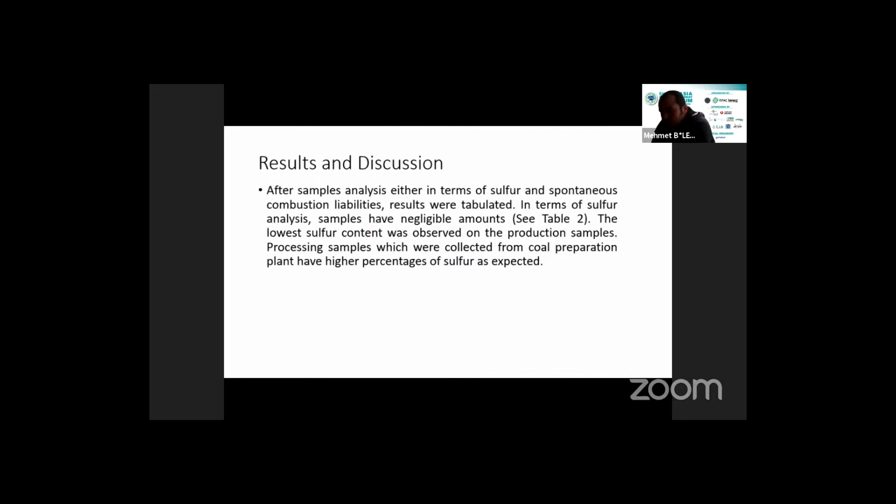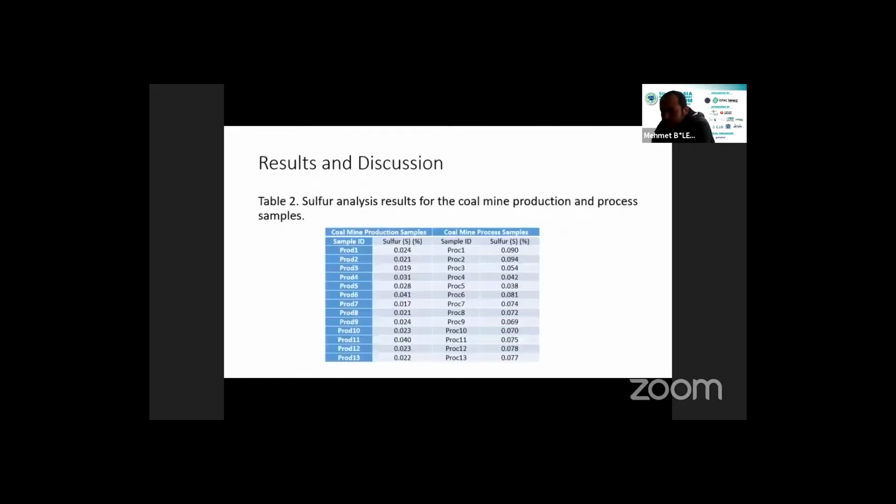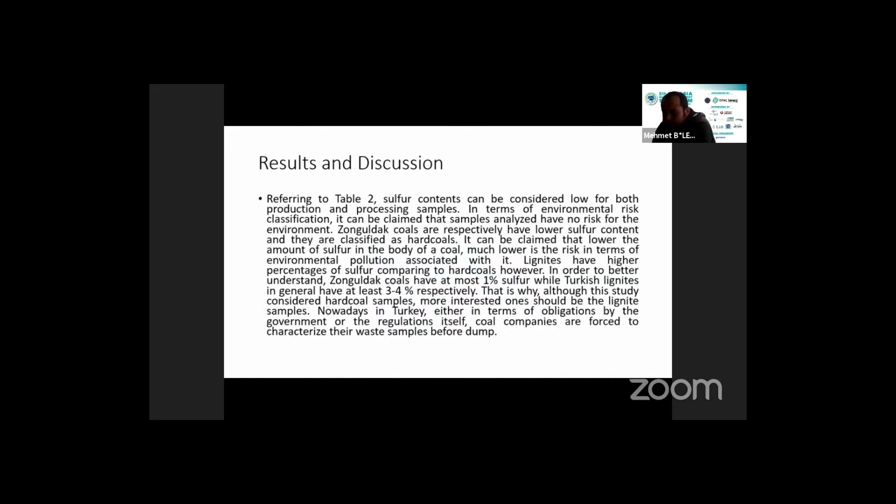Let me give you further details about the results and discussion. After sample analysis, in terms of sulfur and spontaneous combustion liability, the results were tabulated. We can see table 2. Here we see the sulfur contents of either the production samples or the waste coal processing samples. We denoted production samples as prod samples and processing samples as proj samples, as in the slide, and they are very low, and we understand that there is no possible risk from sulfur content.